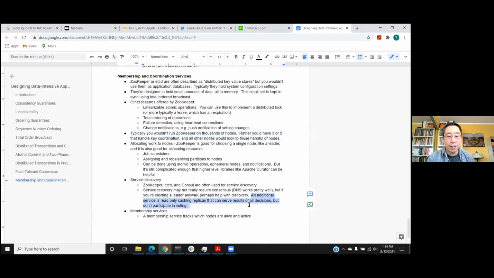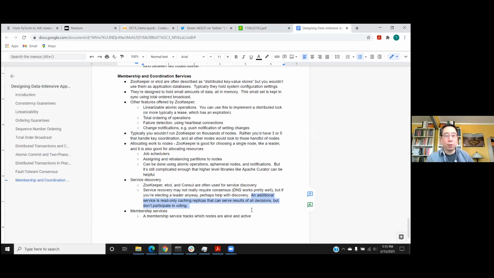This is read-only caching. So you can even have more than 5 nodes that have the results of all of the decisions. But these other ones, they don't participate in the voting, so they don't slow the voting down. They just get a read-only copy of all the decisions. And so then you can have a more highly scalable, highly available way of reading all the results of the decisions, such as who's the leader now, or something like that.